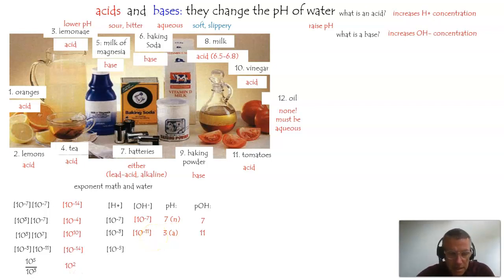Do the rest of these. That's right, 10 to the minus 9th. Yes, that is an acid, but it's a little bit weaker. It's closer to 7. And the pOH, 9 plus 5 is 14.